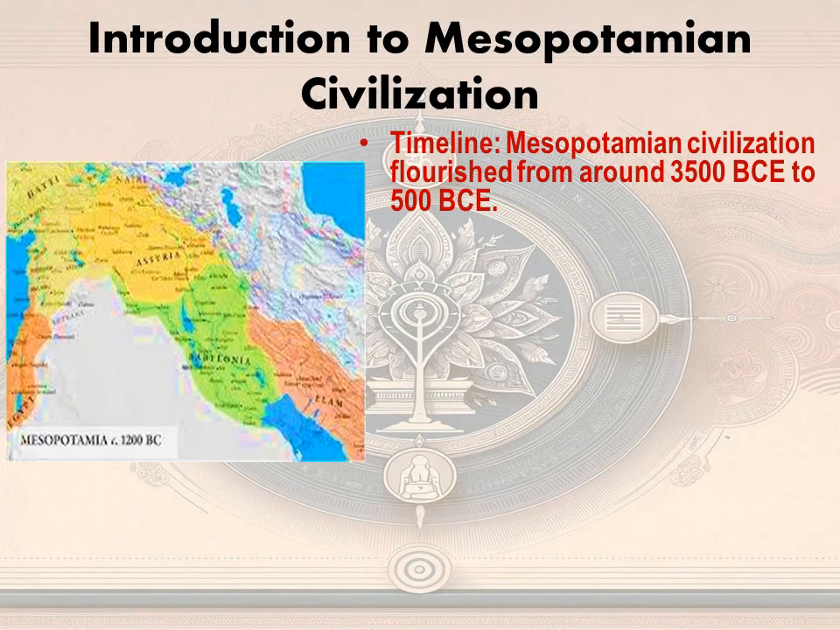Timeline. The Mesopotamian civilization flourished from around 3500 BCE to 500 BCE. So, this was a civilization which survived for around 3000 years. And BCE here means before Christian era.